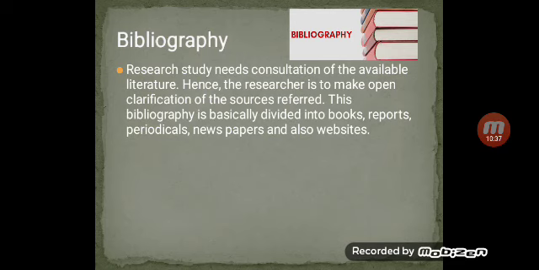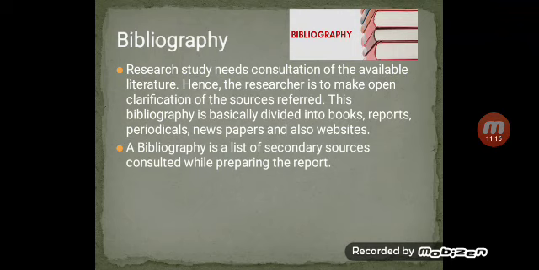Research study needs consultation of the available literature, hence the researcher is to make open clarification of the sources referred. This bibliography is basically divided into books, reports, periodicals, newspapers and websites. As I told you in the last slide, if a researcher is criticized, then to get rid of that criticism, he has to give some reference. The reference is nothing but where he has collected data. It can be from books, reports, periodicals, newspapers and also from websites.